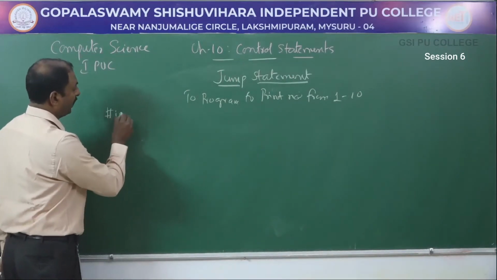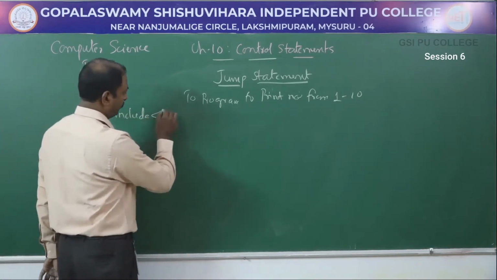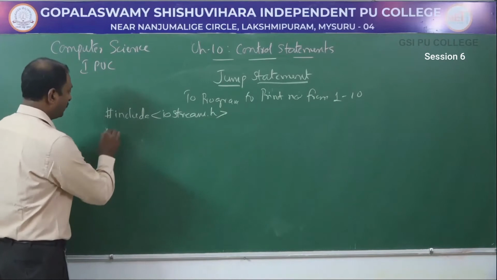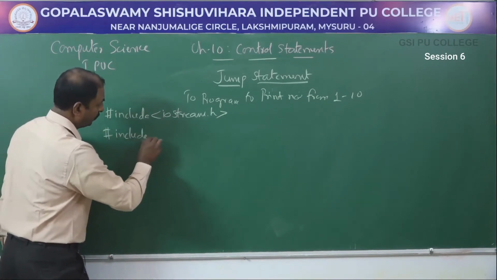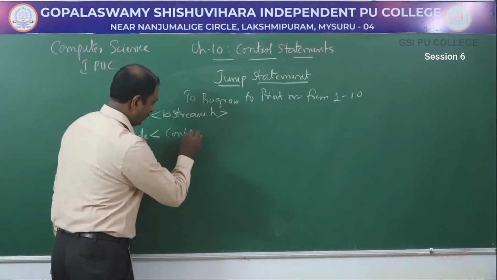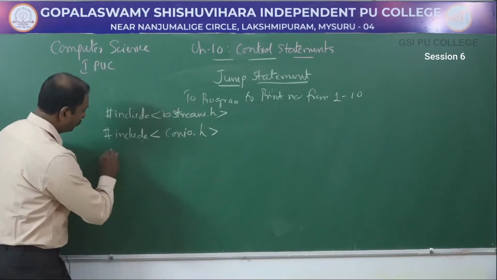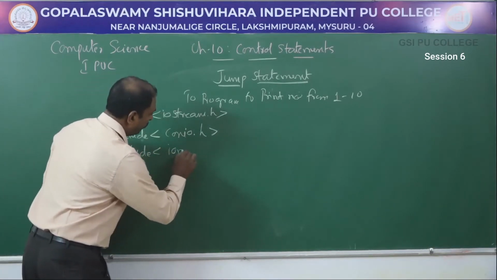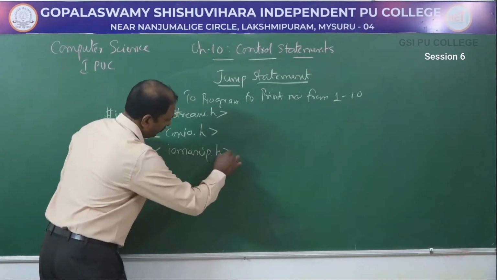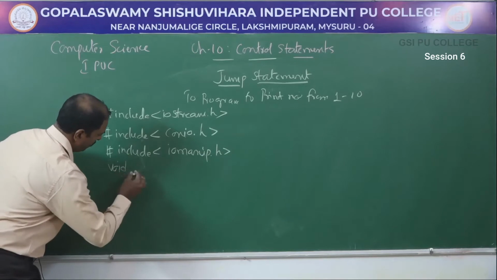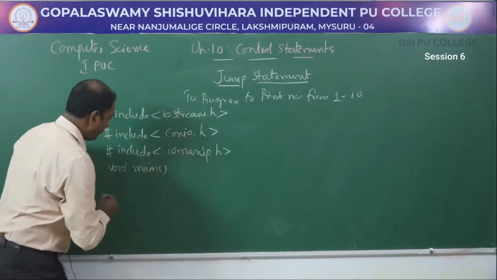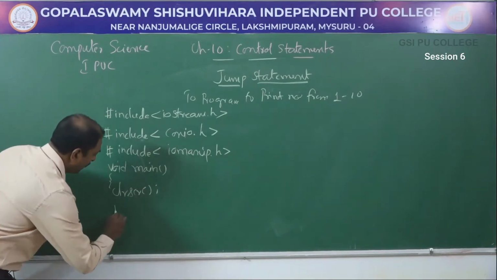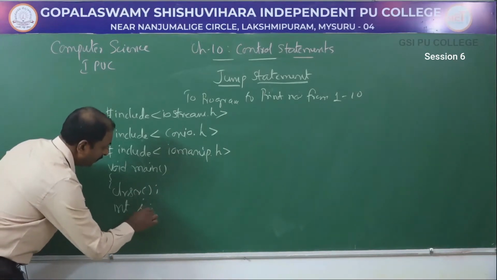The program starts with header files, #include iostream.h, #include conio.h, and we can also include one more header file, #include iomanip.h. void main, open the bracket, clrscr semicolon, and here I am using only one variable, int i.